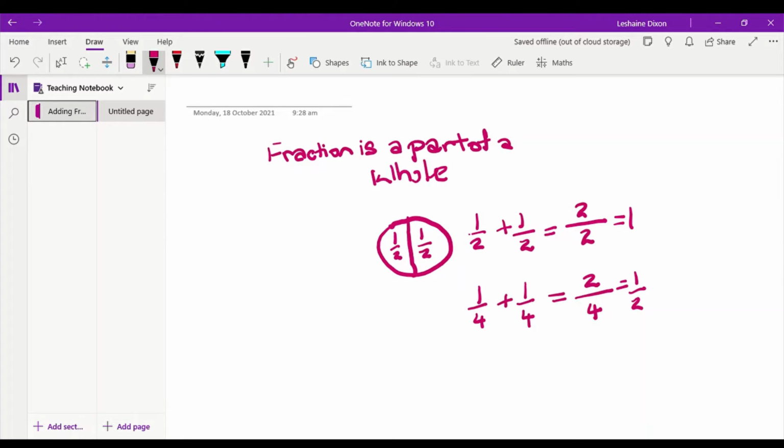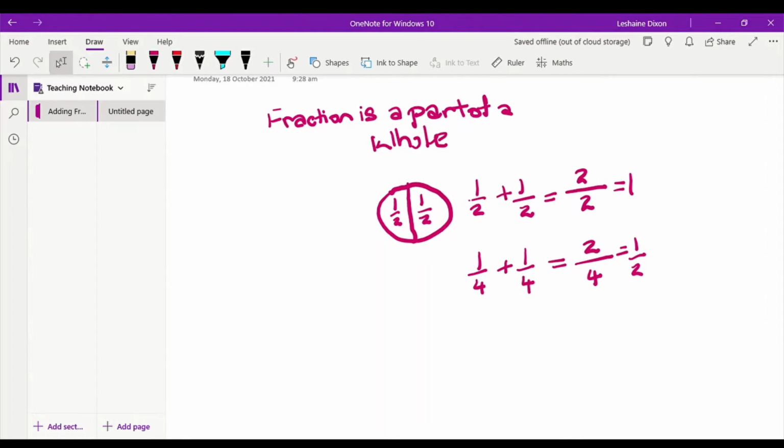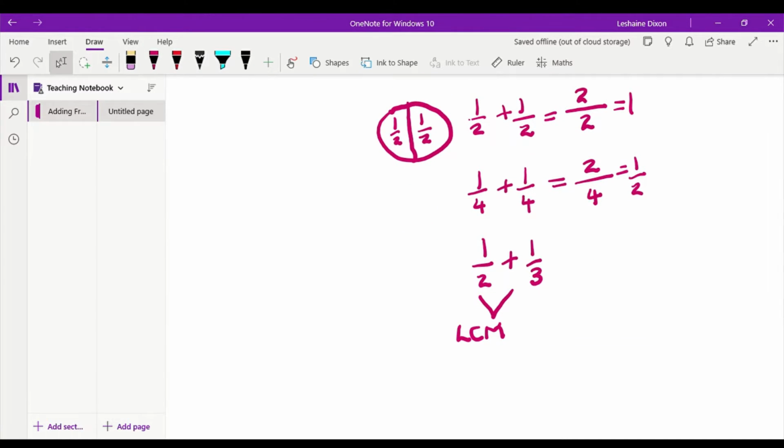Now, what if the denominators weren't the same? What if we were presented with something that looked like 1 over 2, which is a half, plus 1 over 3, which is a third? We can't just go and add as we did with the previous ones. We have to find something called the LCM. Now, the LCM is short for the lowest common multiple. It is simply saying the smallest multiple that can go into both 2 and 3.